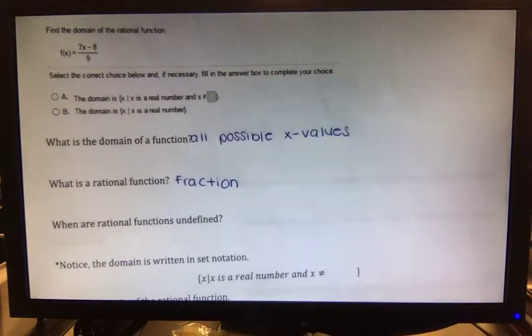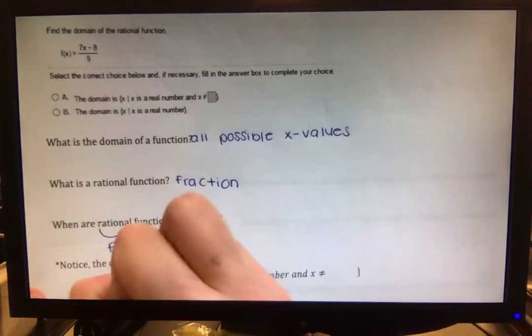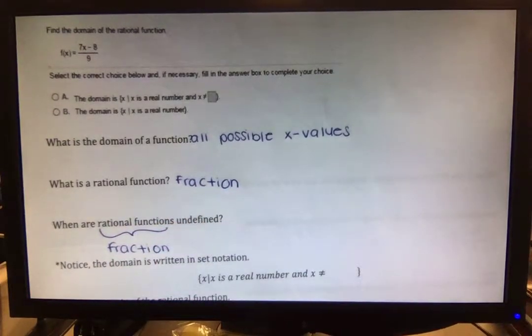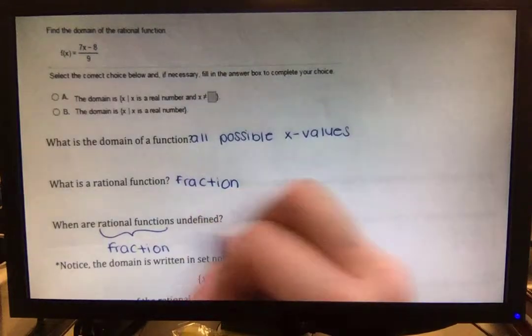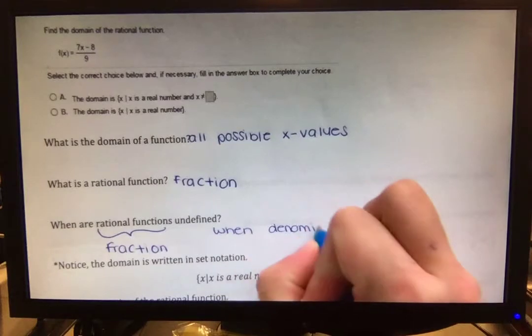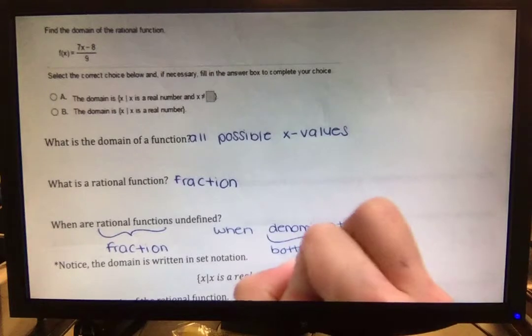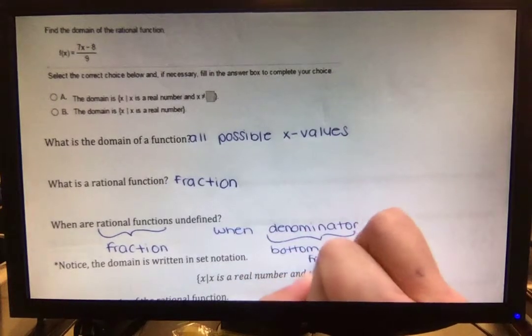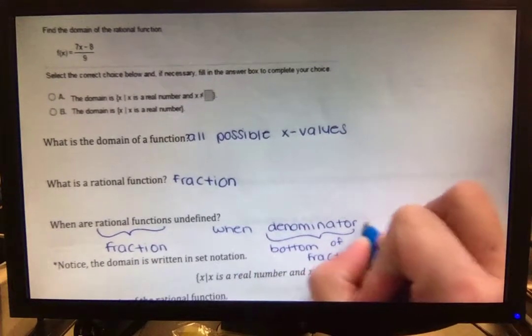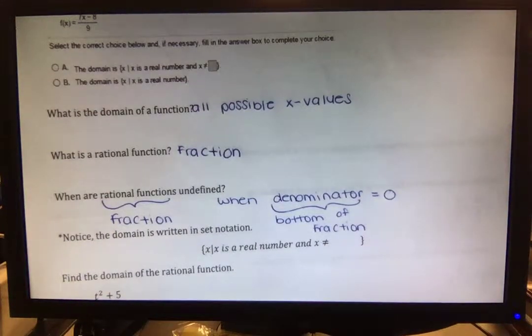And then lastly, when are rational functions, when are fractions undefined? Yeah, good. So when our denominator, remember, denominator means the bottom of our fraction, is 0. We cannot divide by 0 in our calculator. It'll tell us error, which we know means undefined.